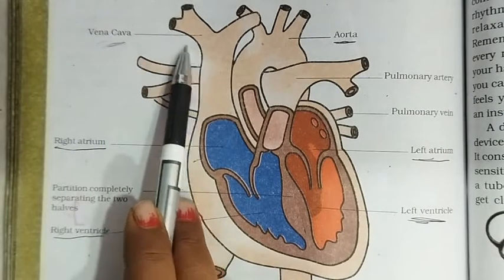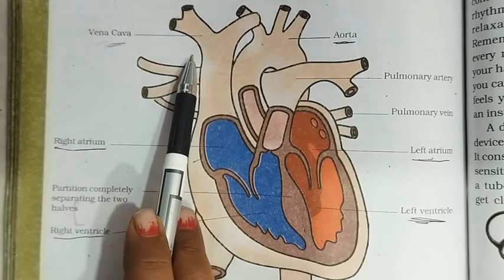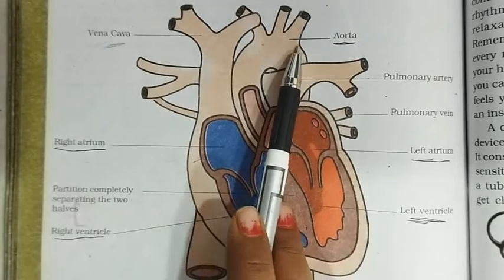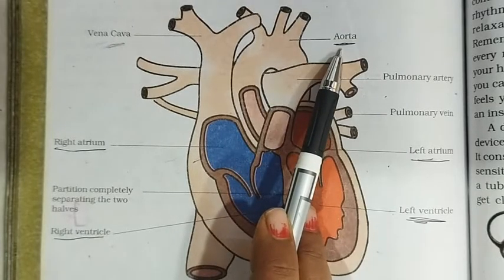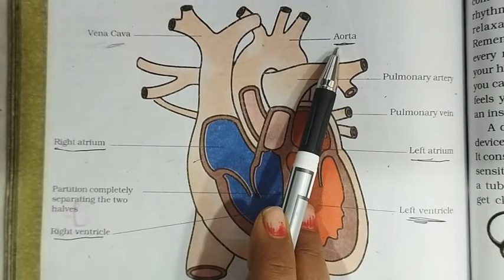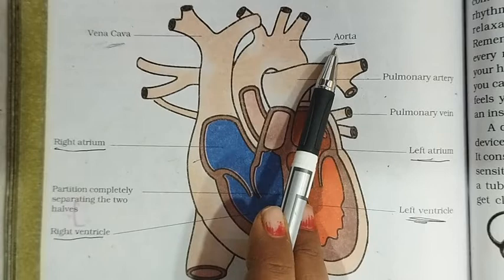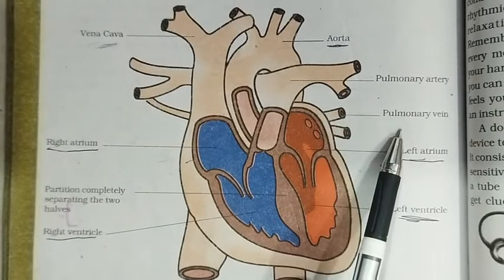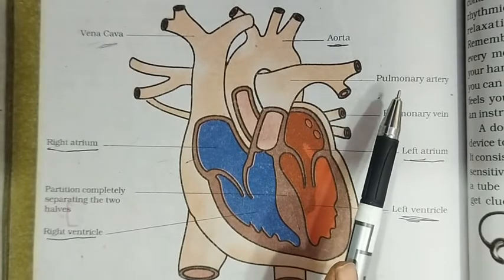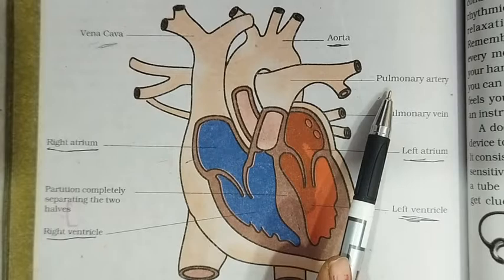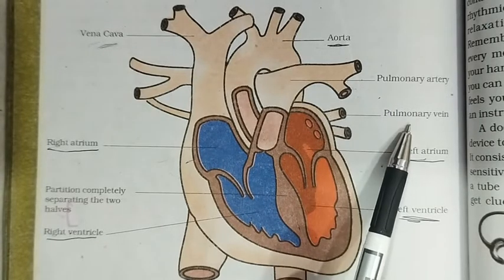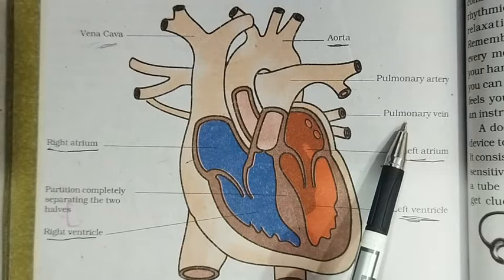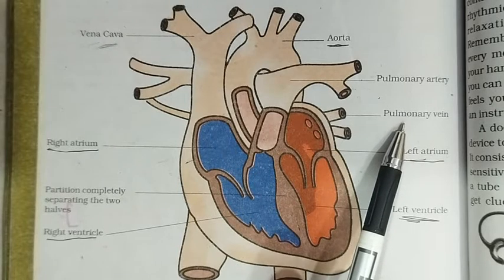This is the vein, vena cava, which carries impure blood. This is the largest artery, that is the aorta. It distributes the oxygenated blood to all parts of the body. This is the pulmonary artery and pulmonary vein. I have already told you, the pulmonary artery carries which type of blood? Yes, impure blood, deoxygenated blood. And the pulmonary vein carries the oxygenated blood.